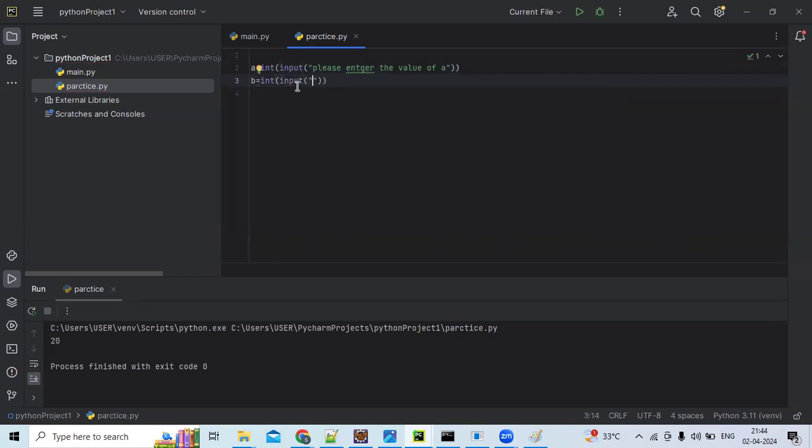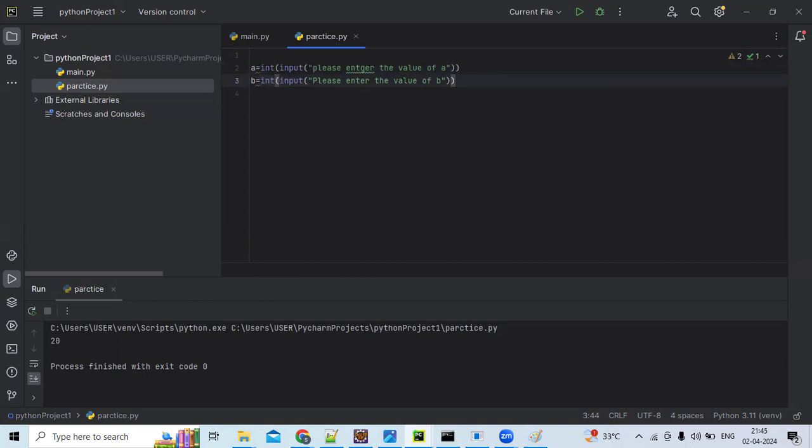See, this is optional, guys. Please enter your writing. This line is optional. Suppose if you don't do int of, by default it will be taken as a string. That will be string only. Okay, let us see.